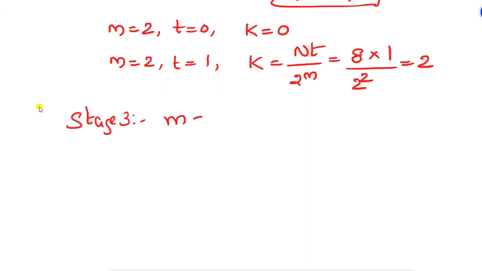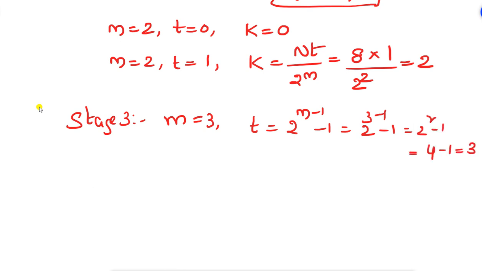Okay, now in stage 3, the value m is equal to 3, and the t value, we need to consider up to that value. So 2 power 3 minus 1 minus 1, that is equal to 2 square minus 1, that is equal to 4 minus 1, that is equal to 3. That means we need to consider up to 3. So 0, 1, 2, 3. So here for m is equal to 3, t is equal to 0, obviously the value of k is equal to 0.